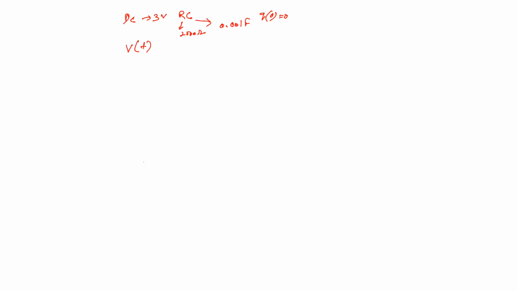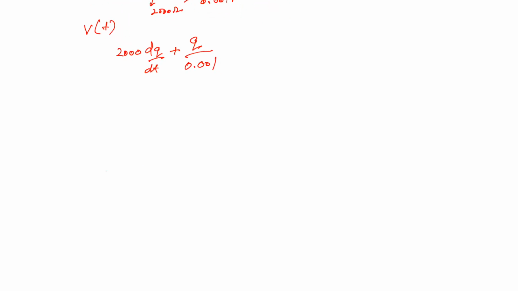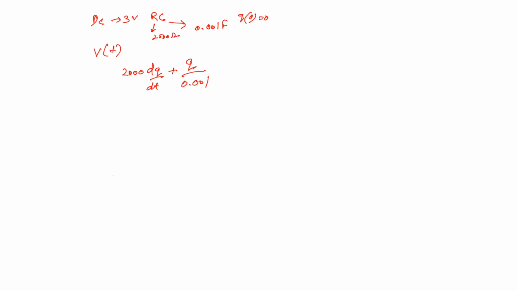Now the equation can be formed. One element is R and the second is the capacitor C. So we can write R, which is 2000, into I, which is dq by dt, where Q is charge, plus Q by C equals V. That is, R into I is the voltage across the resistor, and Q divided by C is the voltage across the capacitor, and the total voltage is 3 volt.